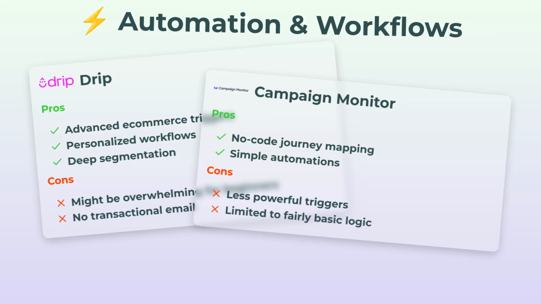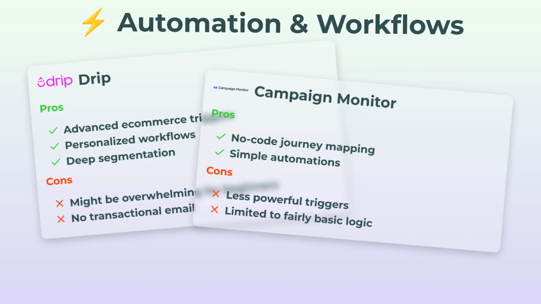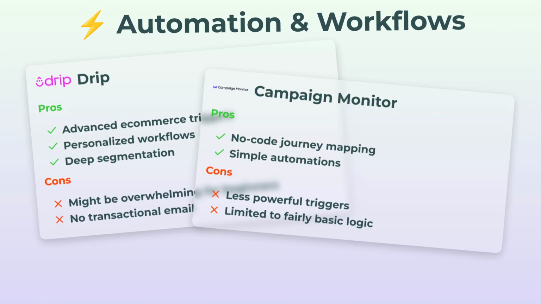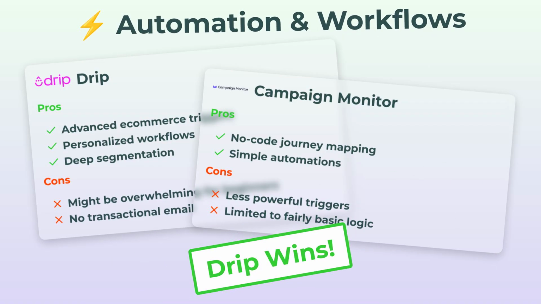Campaign Monitor? It makes journey mapping way easier. No code required, just click and go. But don't expect those mind-bending triggers. It's basic, pretty much. For crazy automation, Drip just dominates.